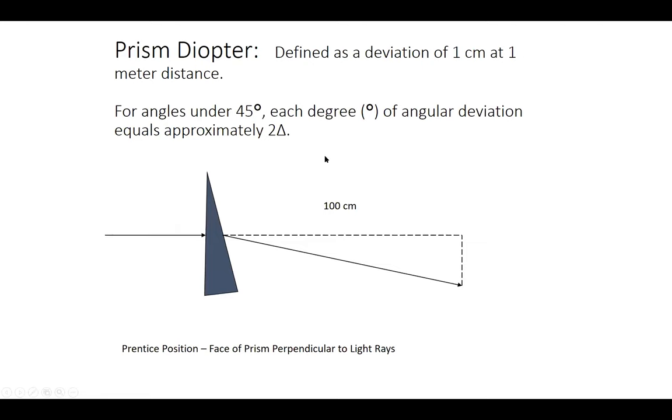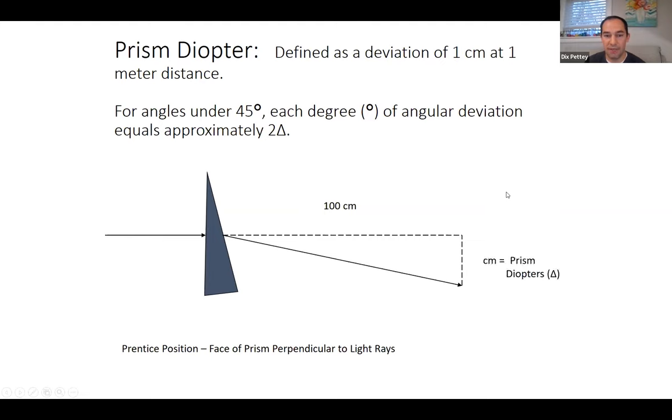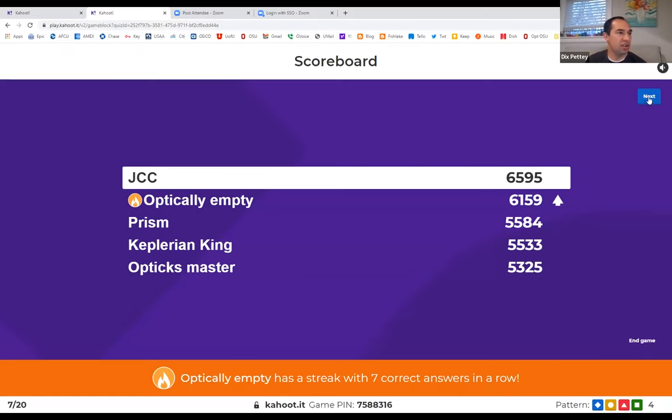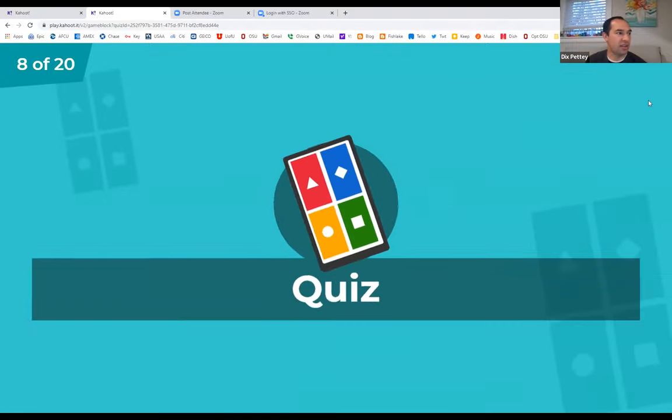Another thing to keep in mind with prisms, may be applicable later, we'll see. For angles under 45 degrees, each degree equals approximately 2 prism diopters, or 2 prism diopters per degree for angles under 45 degrees. But the big one I think they're going to be testing on is that a prism diopter is defined as deviation of 1 centimeter at 1 meter distance. Okay, on to the next.